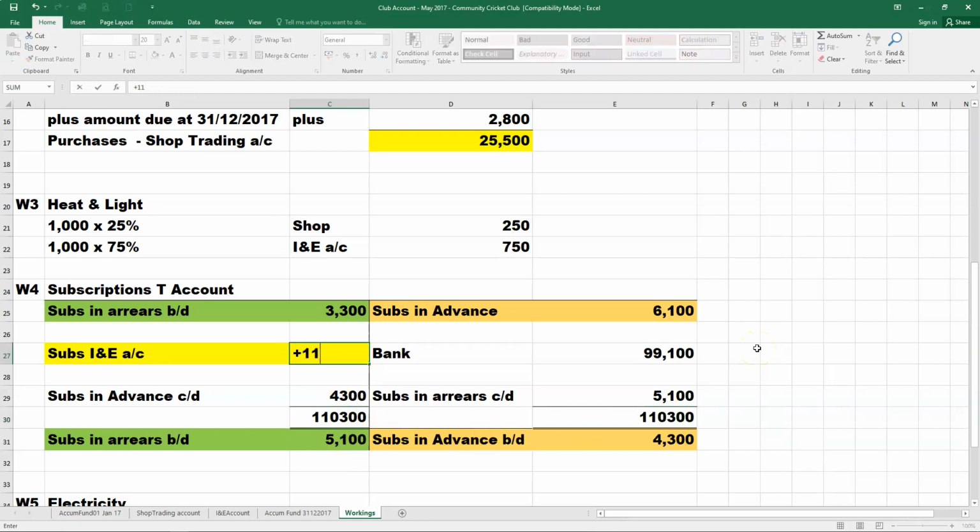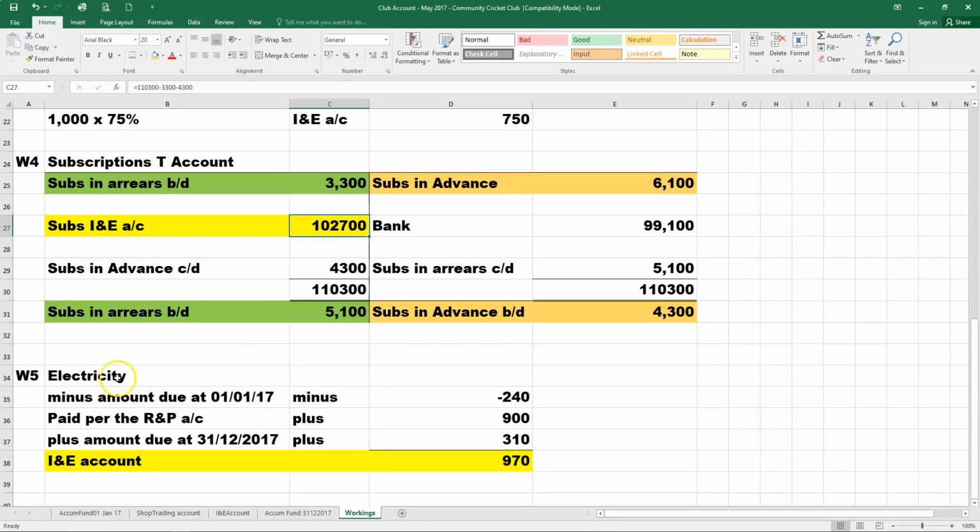So I have 110,000 less 3,300 less 4,300, which gives me 102,700 euro, and that's going to be my figure which will go into my income and expenditure account. So instead of 99,100, I'm going to cross that out, and that should be 102,700 euro, and that is working one done. Okay, and then I have one working left. I have electricity. Electricity is due at the end of the time, which means electricity is an accrual to me.